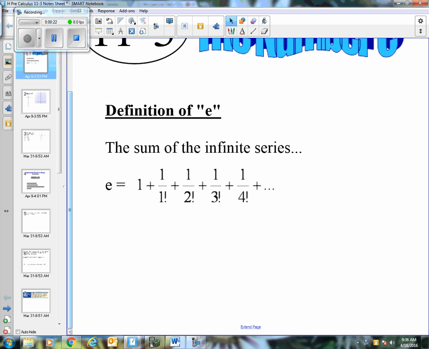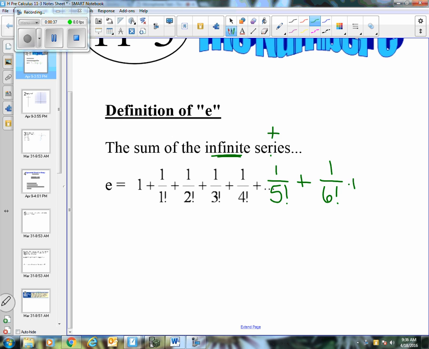It's the sum of what we call an infinite series. Infinite meaning it goes on forever, and series just means the sum, like adding up terms. This is the infinite series that we're talking about. I'm going to see if you can fill in a couple more terms as well. If you follow the pattern, we have a couple more, and this just keeps going. So this is the series that generates the number e.